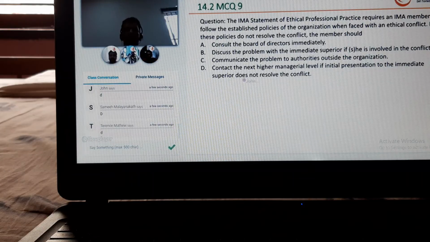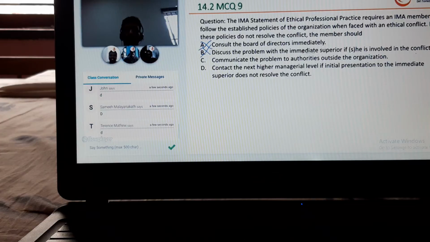No, you should consult with your immediate supervisor first. That's wrong. Discuss the problem with immediate supervisors. Don't jump into the conclusion first. You should read it. Unless he is involved in the conflict only, you go for that. So that is also wrong. If he is involved, there is no point in discussing it.